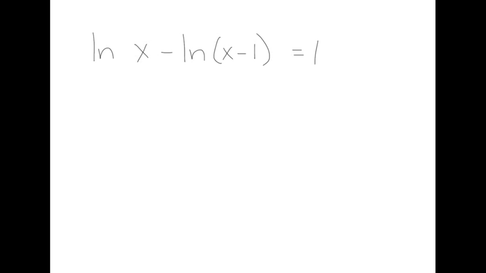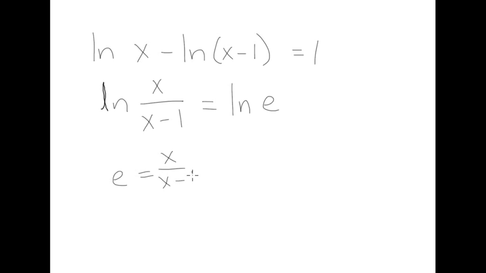In order to solve this problem, we use the quotient rule because we have this subtraction. What we see is that the natural log of x over x minus 1 is equal to, and now I'm going to try and get a natural log on this side. The natural log of e is going to be equal to 1. So in other words, we have e is equal to x over x minus 1.